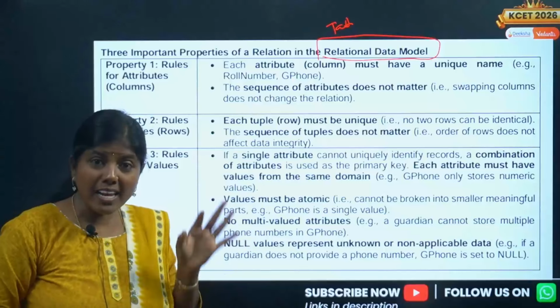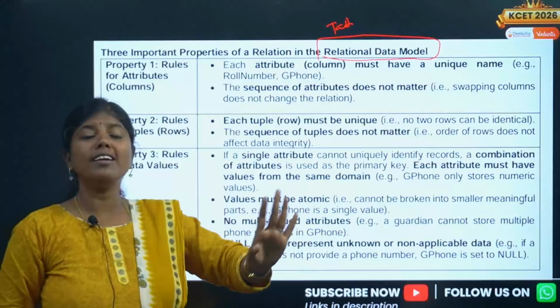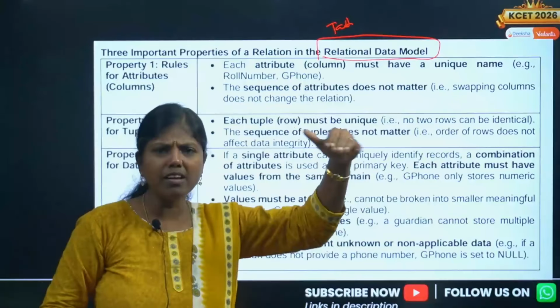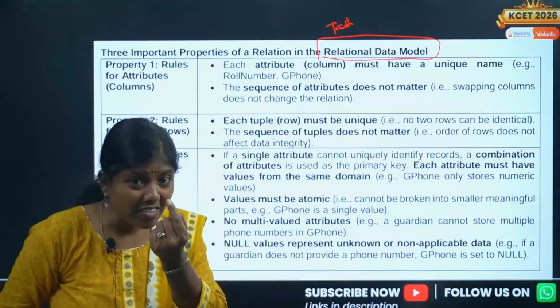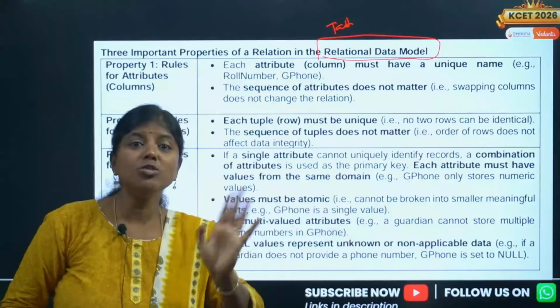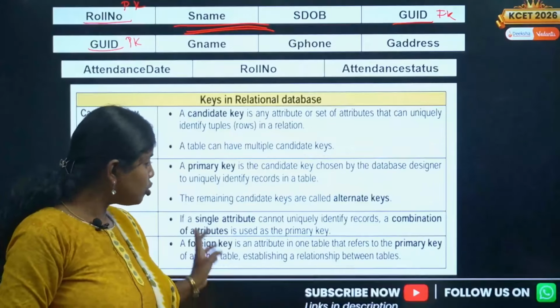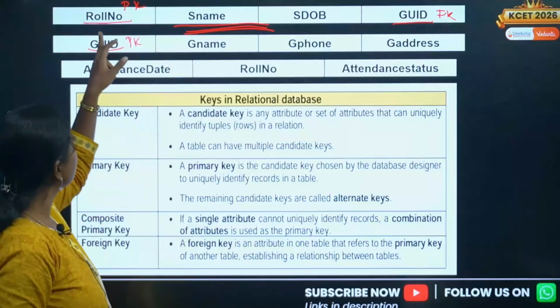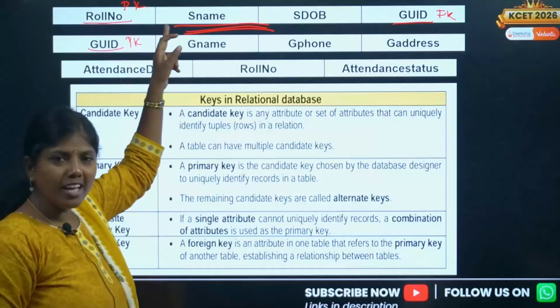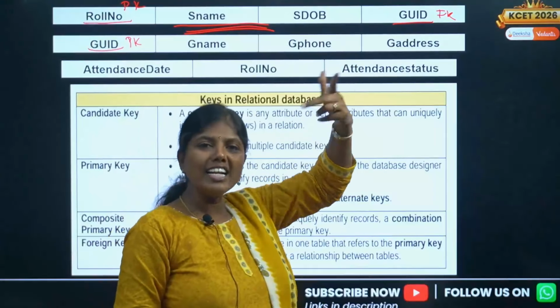What is the rule of tuple? Each and every tuple should be unique. Radha tuple should be unique from Krishna tuple, at least by one value. How are you ensuring that the two tuples are different? At least by having the primary key. Primary key should be unique and it should be not null. At least roll number will be different.